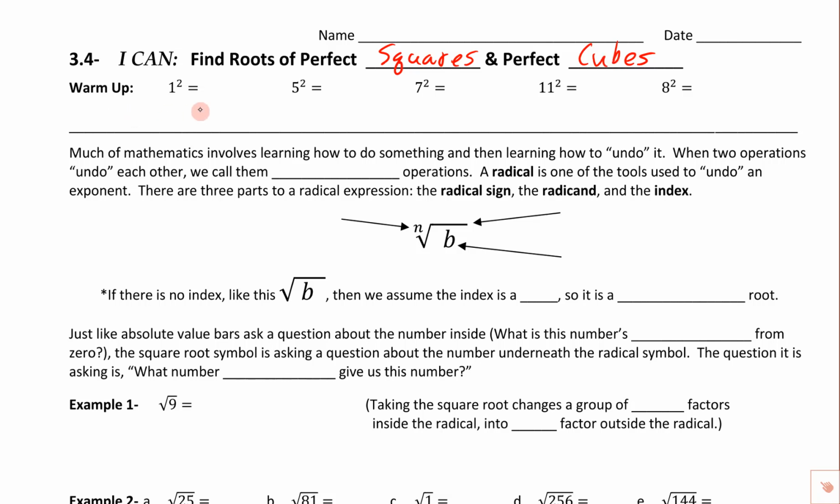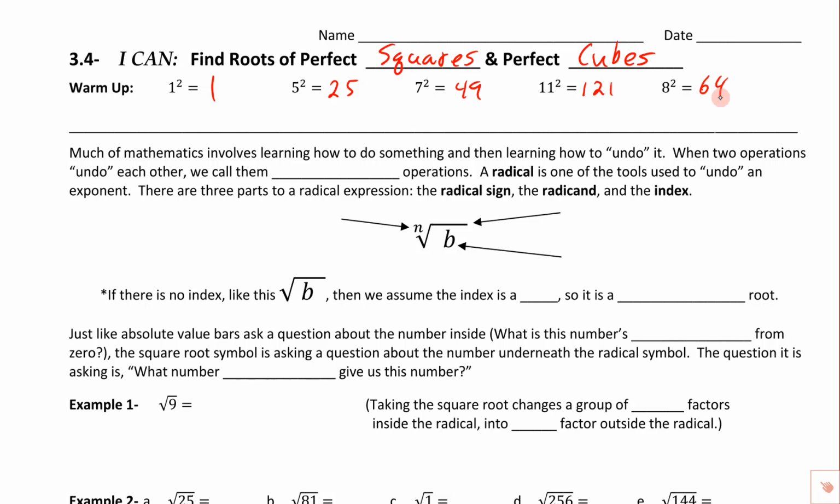So the warm-up is making sure that you understand these right here. Now, these are all perfect squares. They are on the list that you should have memorized. You should memorize up to at least 12 squared. So 1 squared is 1, 5 squared is 25, 7 squared is 49, 11 squared, 11 times 11 is 121, and 8 squared is 64. Again, you should be able to recall those very quickly.